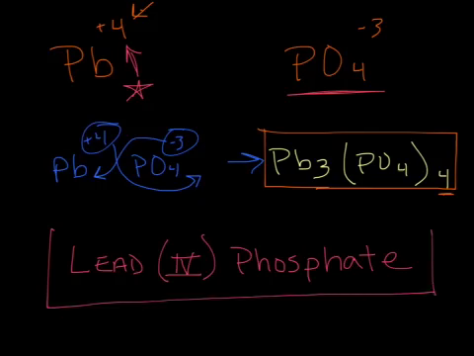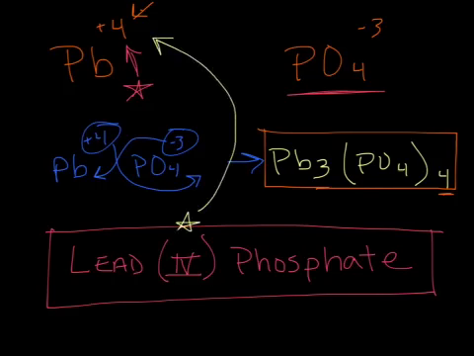Remember, in ionic bonds, we do not change the polyatomic ion's name, and we only need the Roman numeral if we have a variable charge. Because remember, lead can be plus 4 or plus 2.